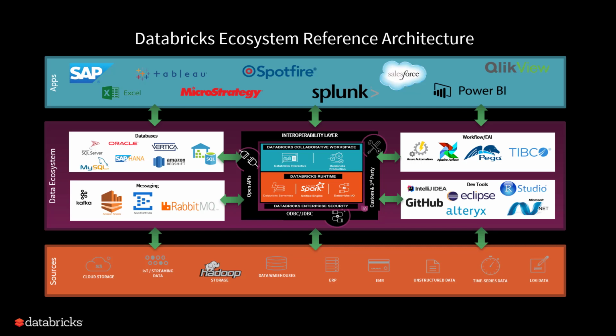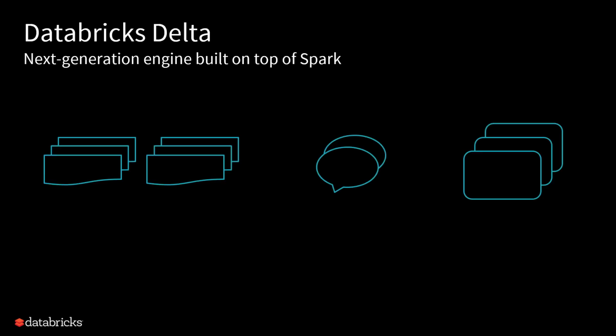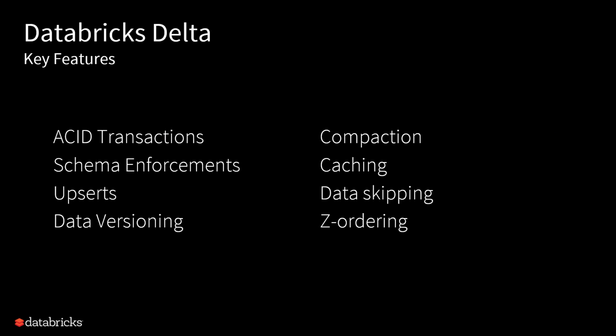Now that we have an understanding of Spark, Databricks, and Lambda architecture, let's review Databricks Delta. Databricks Delta is the next generation engine released from Databricks. It uses versioned Parquet files, transactional or Delta logs, and indexes and statistics to improve the quality of data lakes. This makes data more reliable and always ready for analytics. This new engine allows for batch, streaming, updates, and deletes to be performed on a single distributed table. The key features are listed below, and we'll review each one.